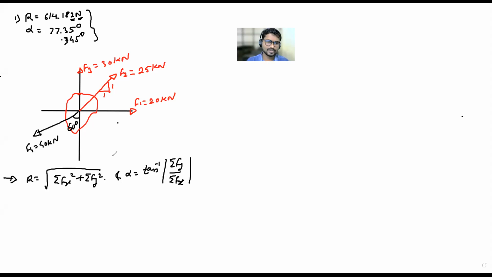F2 and F4. It means that we will be required to resolve those two forces, F2 and F4.